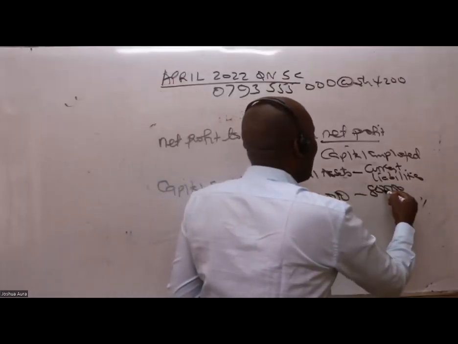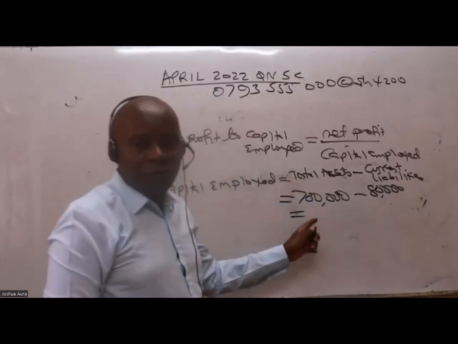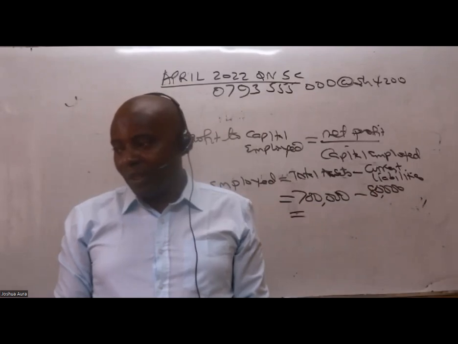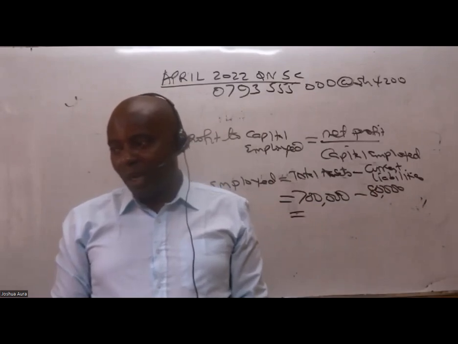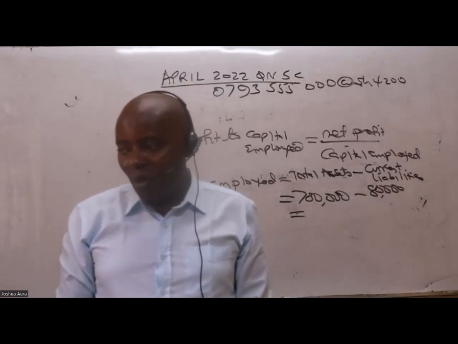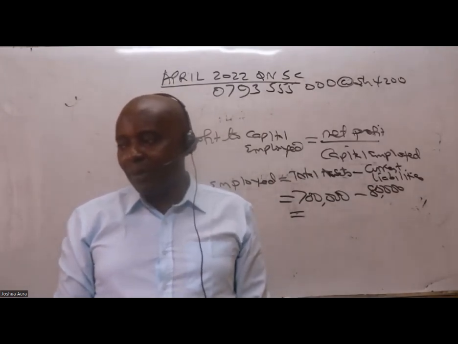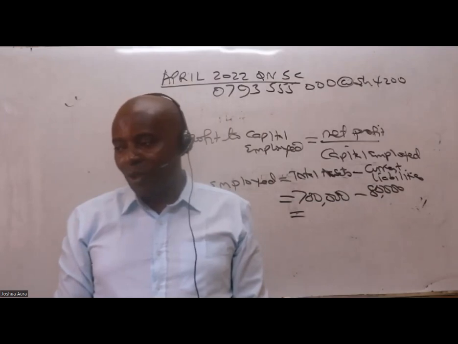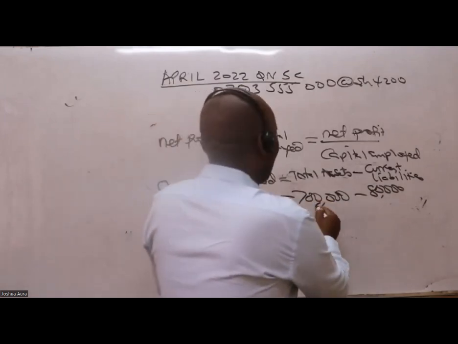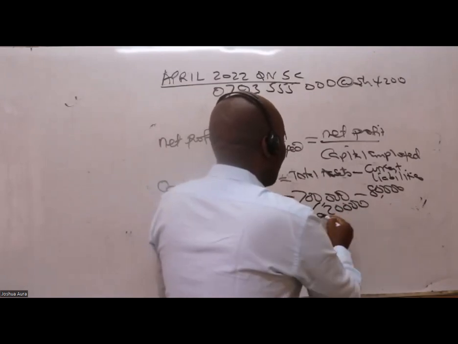Please be nice to me, give me the figure. I want to see whether we are together, whether we are communicating really. Please give me the figure. Great, 620,000. This is method number 1, 620,000.